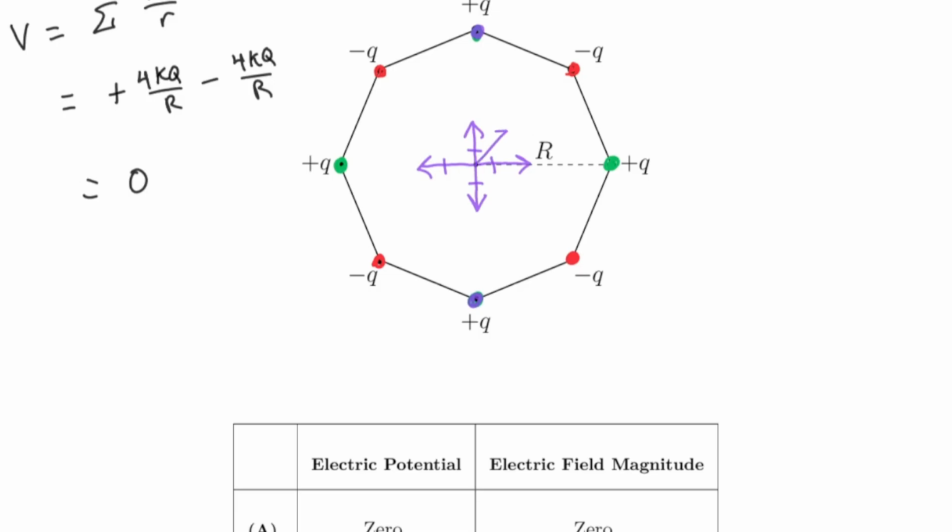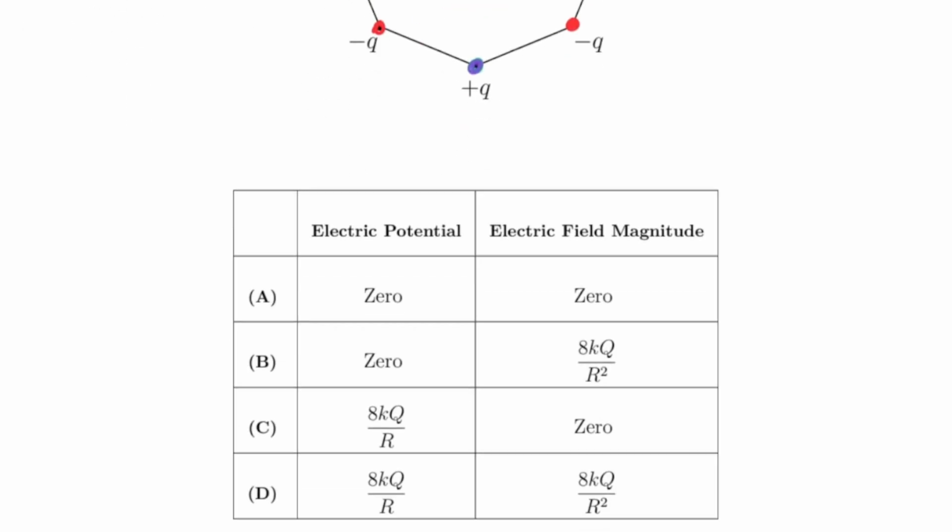So we can see that what we get here would just be a bunch of opposite pairs of charges exerting equal and opposite electric fields at the center. So we get a huge symmetry cancellation. So we get double zeros here.